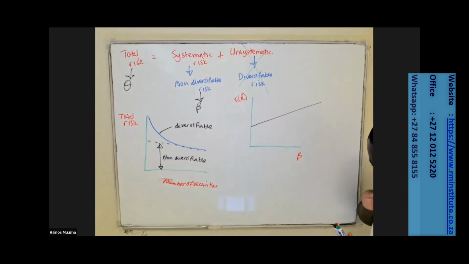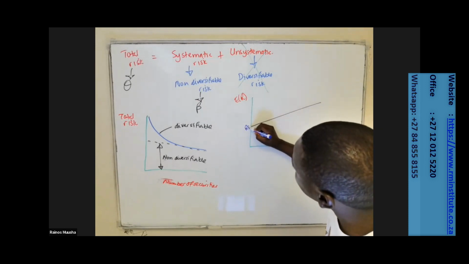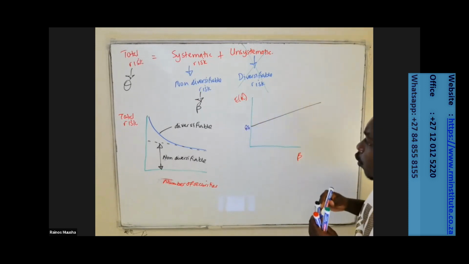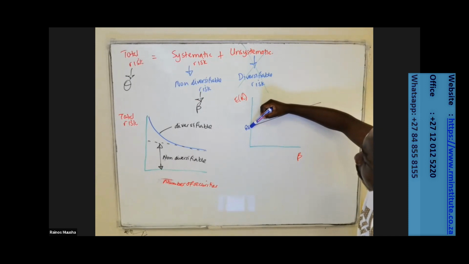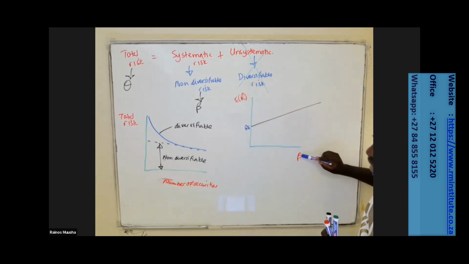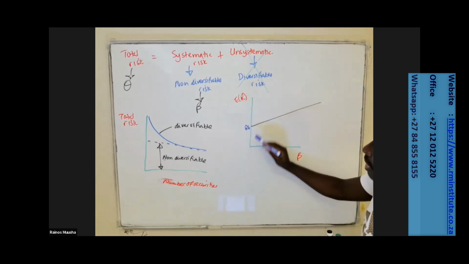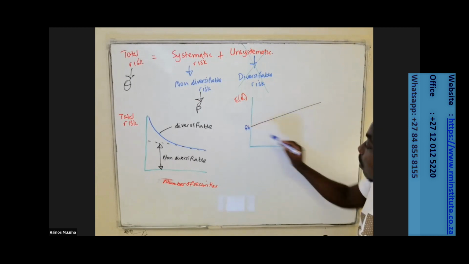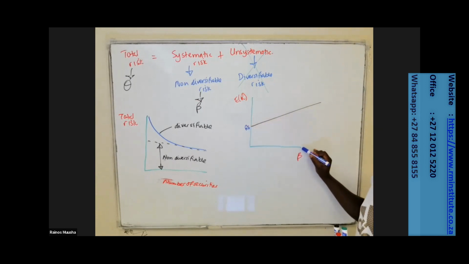So if that is the case, it would mean you can also earn a certain return without incurring any risk at all. So there's a possibility that you can also earn a certain return without incurring any risk at all.